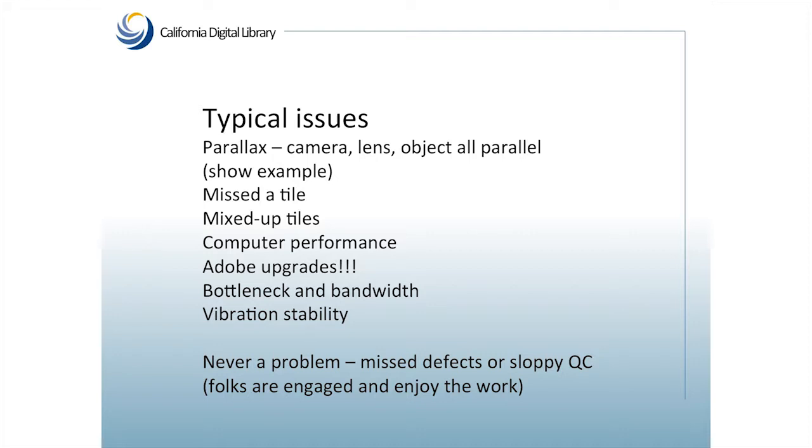Typical issues: occasionally there will be some parallax, something wasn't flat, I missed a tile, or mixed up tiles. Occasionally operators put things in the wrong folder. Computer performance is huge. SSD drives. Photoshop does a lot of paging, so you want to have a huge scratch disk on an SSD drive, and that will help determine how fast Photoshop works. And if Photoshop times out on something, if it runs out of resources, it doesn't tell you, it just does a crappy job. So make sure your resources are freed up.